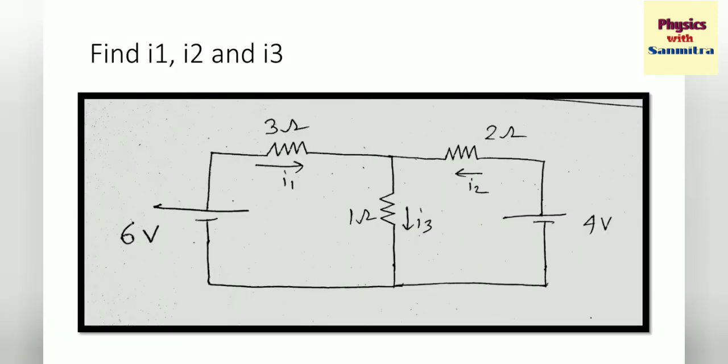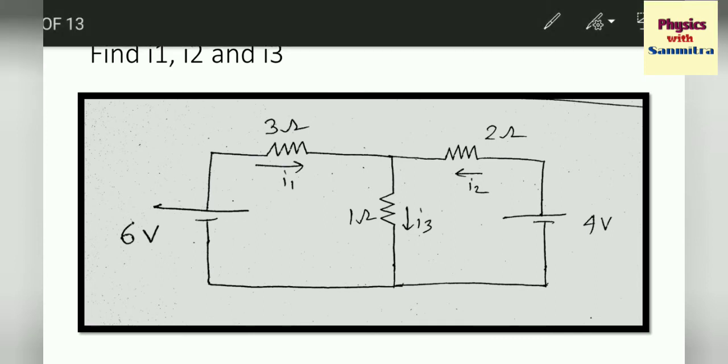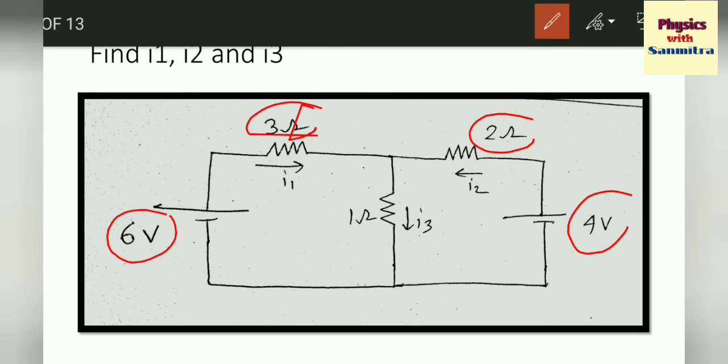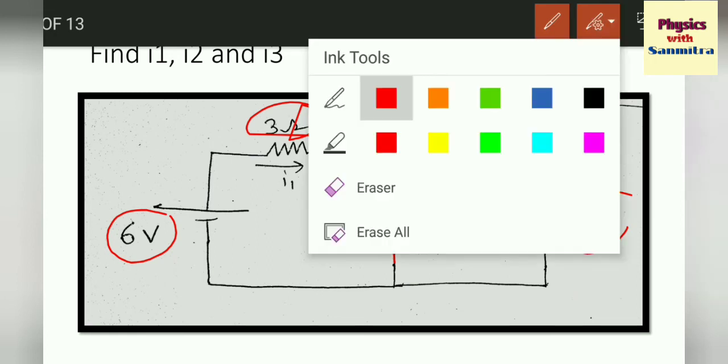Now let's solve a little bit more complicated problem. Now we cannot solve this problem directly by Ohm's law method, because it has multiple loops and nodes. So now let's see. Here is a 6 volt voltage source, a 3 ohm resistor, a 2 ohm resistor, and a 4 ohm resistor, and in the middle a branch of resistance 1 ohm is added. Now we are given I1, I2 and I3, and we have to find out I1, I2 and I3.